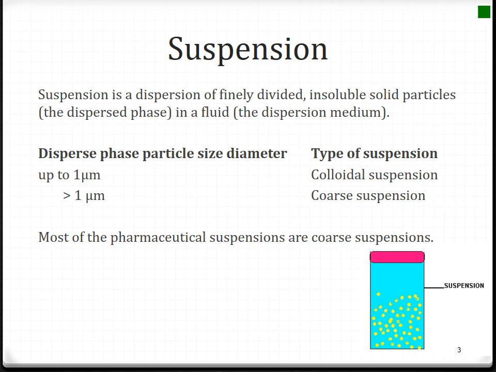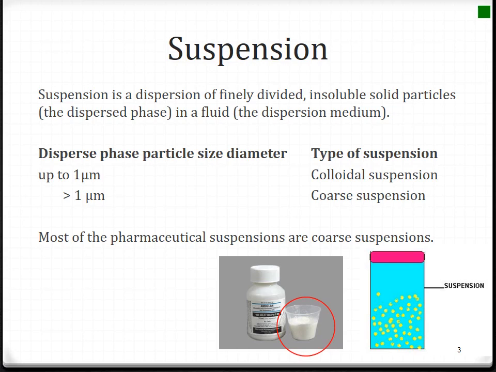A suspension contains fine, insoluble solid particles, which we call the dispersed phase, dispersed in a fluid, which we call the dispersion medium. The particle size of the solid material can affect its physical and chemical behavior, so a distinction is usually made between a colloidal suspension, which contains particles up to 1 micrometer in size, and a coarse suspension, which contains particles larger than 1 micrometer. Most of the pharmaceutical suspensions are coarse suspensions. A suspension appears cloudy because of the solid particles in it.